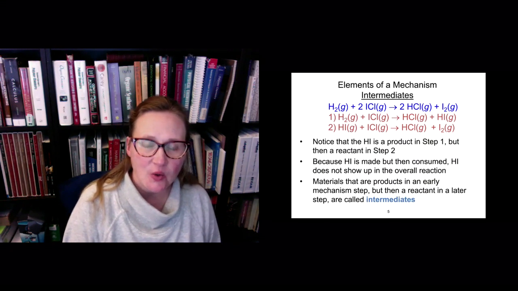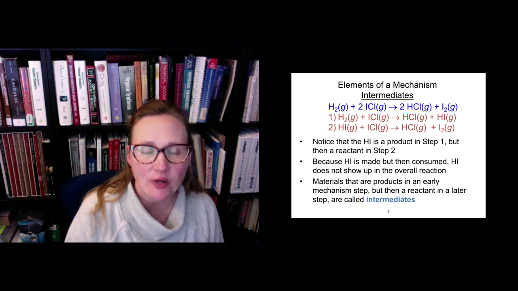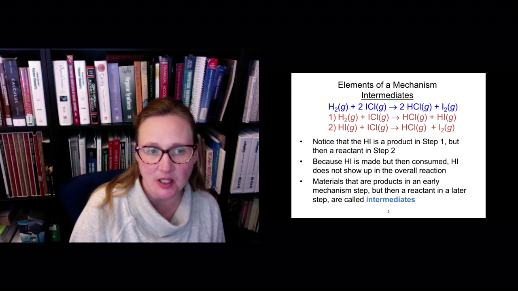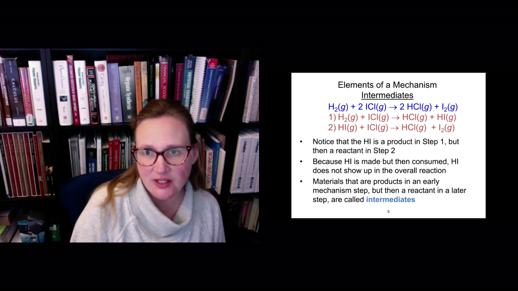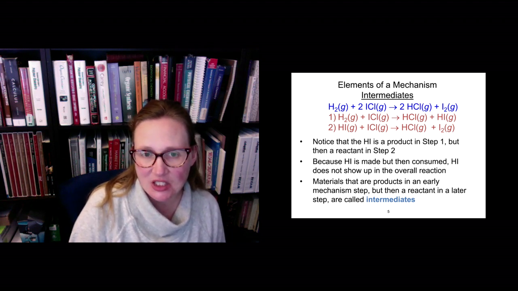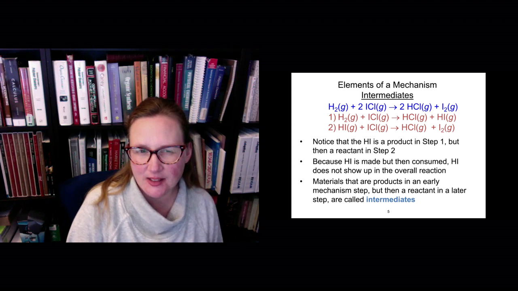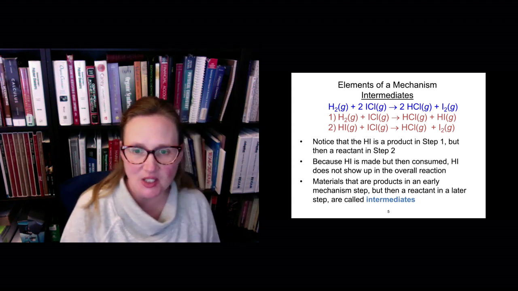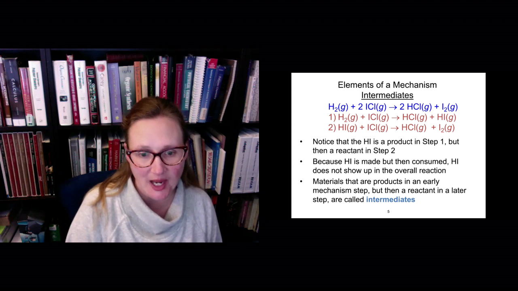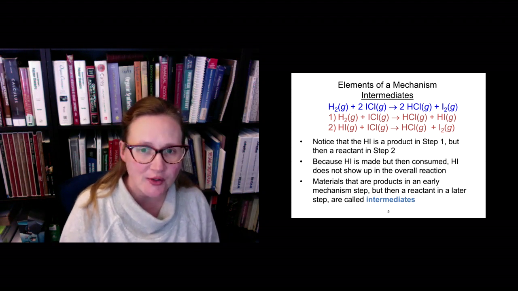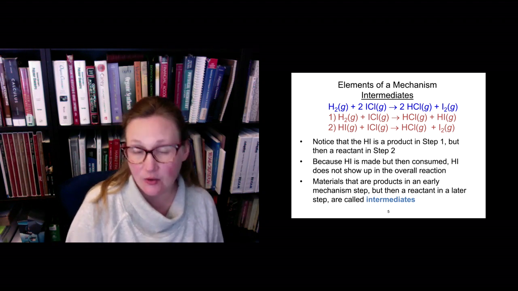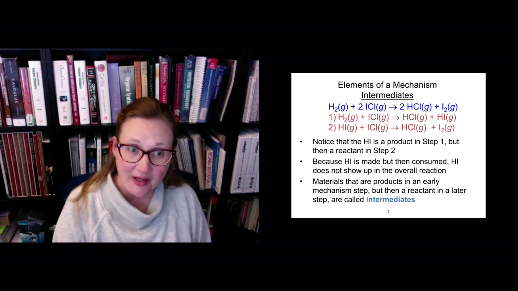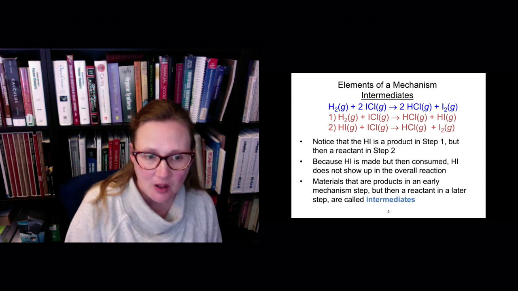All right, so we have our overall reaction in blue and the elementary steps in red. One thing to notice here is that the compound HI is a product in step 1, but a reactant in step 2. That means HI is being consumed in the overall reaction. Therefore, we wouldn't write HI in the overall reaction because it's getting consumed in step 2.